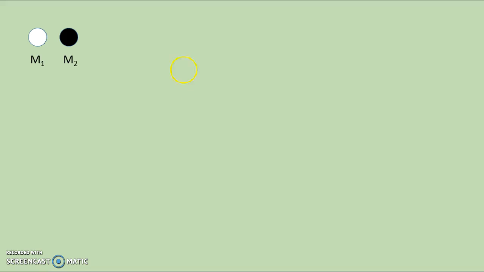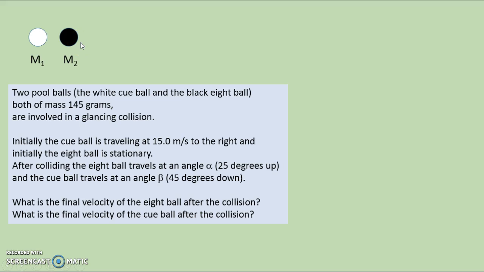So we have two masses, our cue ball of mass 1 and our 8 ball of mass 2. And we have the cue ball, the M1, colliding with mass 2. A typical type of problem would be something as shown here.